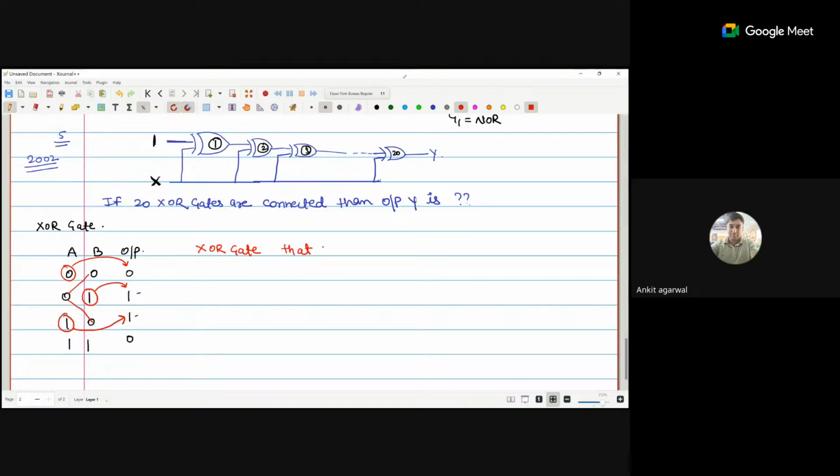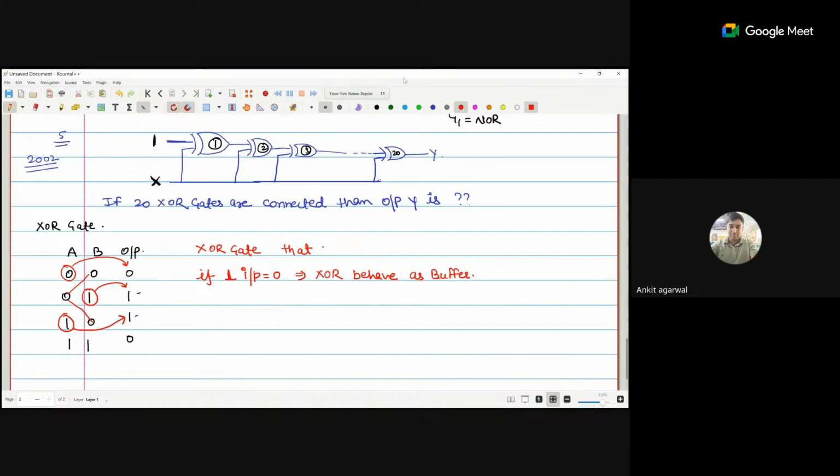If one input is 0, the XOR gate will behave as a buffer. That means the input that we apply, we get the same output. So with some delay, it provides the same value as output.